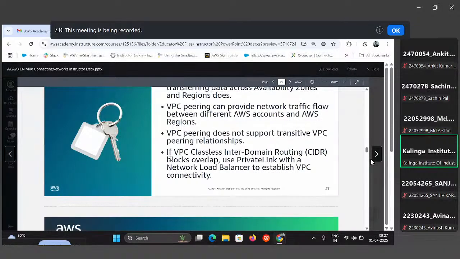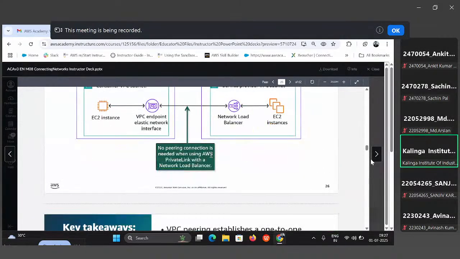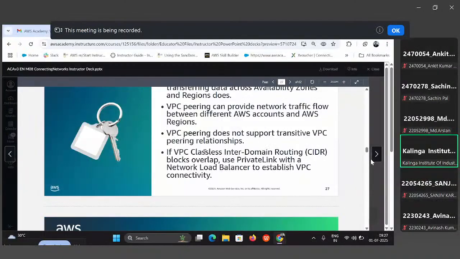And then if VPCs have classless inter-domain routing, I mean CIDR block overlap, they use PrivateLink with the network load balancer to establish the VPC connectivity. So this last one which we have seen just now is where we don't need the peering connections. So there we require that. This one is very important.